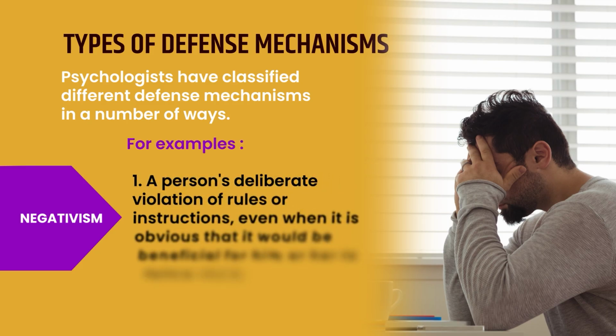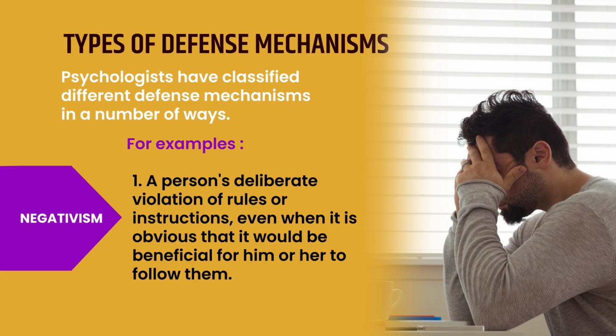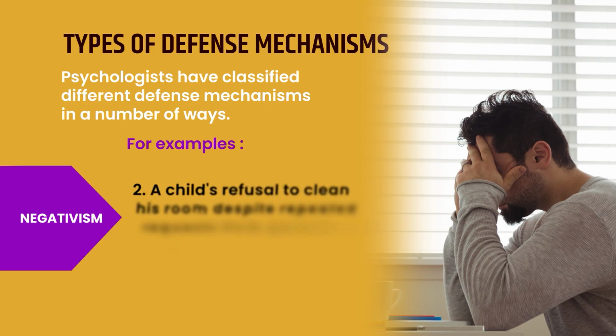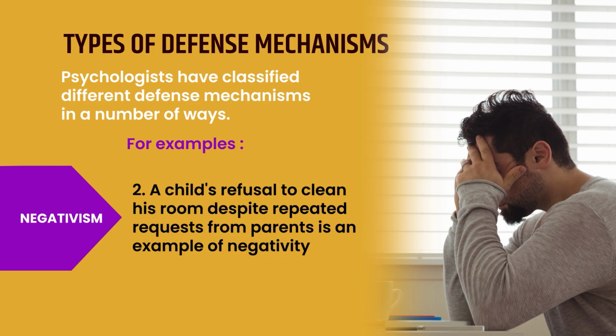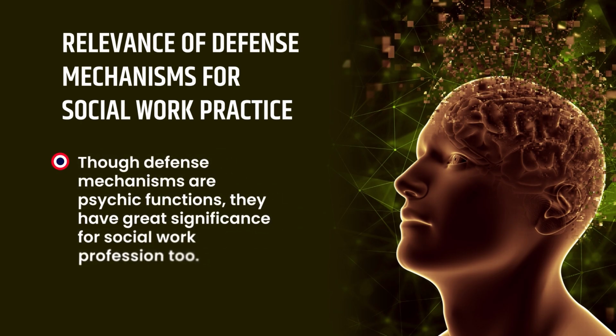For example, a person's deliberate violation of rules or instructions, even when it is obvious that it would be beneficial for him or her to follow them. Another example for negativism can be, a child's refusal to clean his room despite repeated requests from parents is an example of negativism. Now, let us discuss the relevance of defense mechanisms for social work practice.